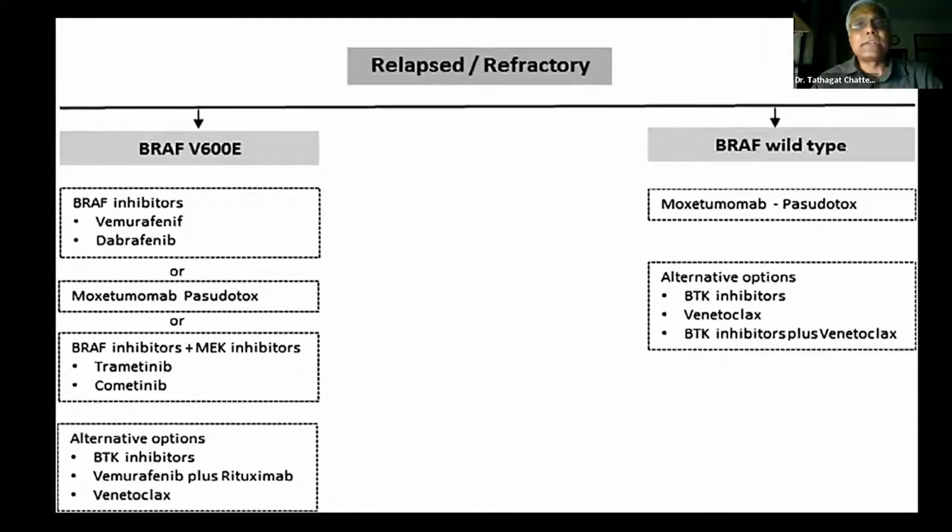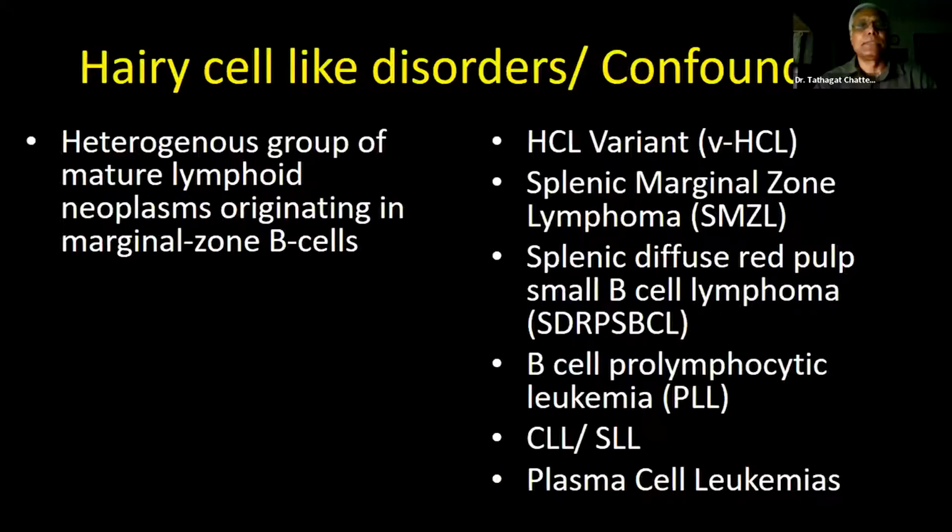In relapsed refractory hairy cell leukemia with the BRAF V600E mutation, you can go for vemurafenib or dabrafenib or even moxetumomab pasudotox. For a BRAF wild type, moxetumomab pasudotox is the treatment of choice. And these days, we have alternative options of BTK inhibitors.